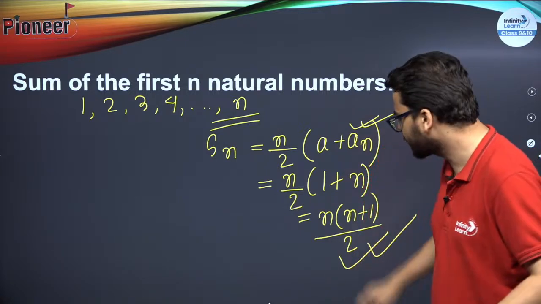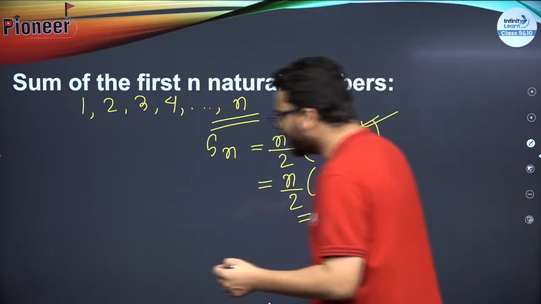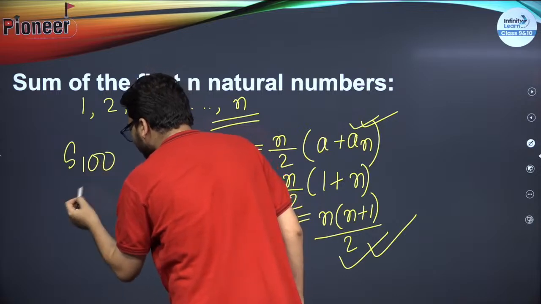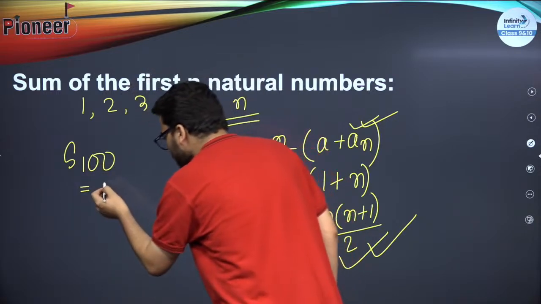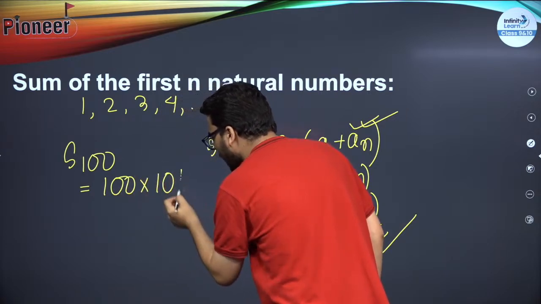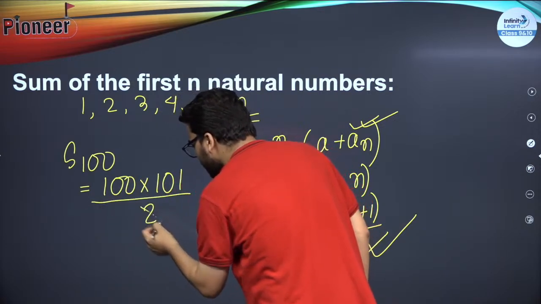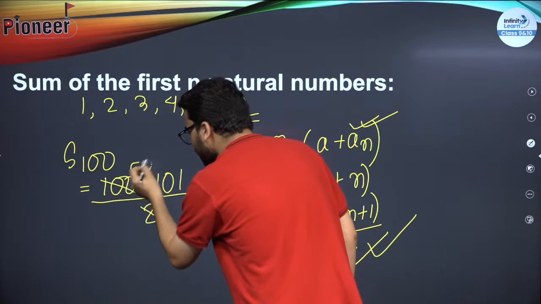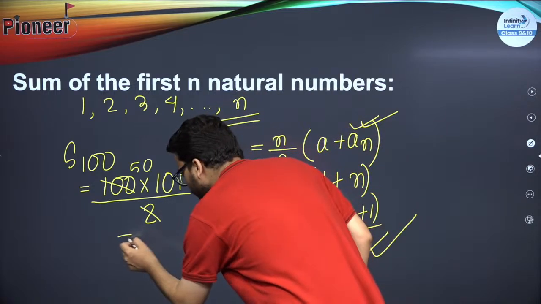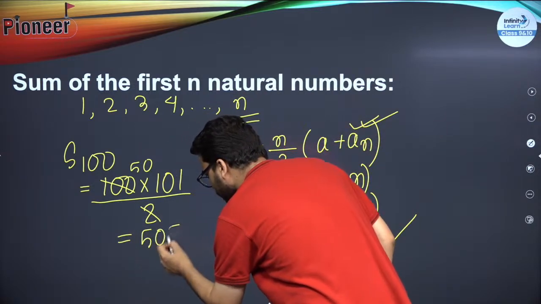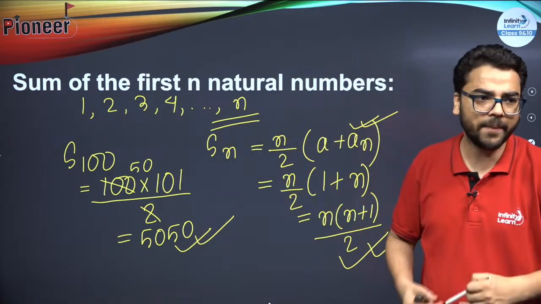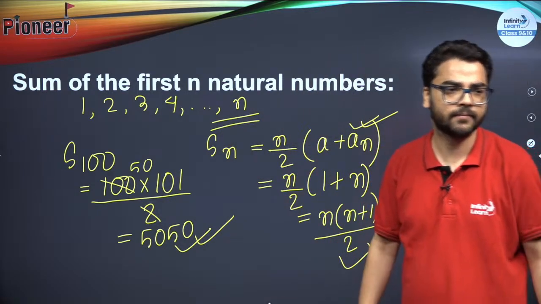So sum of the first n natural numbers is n(n plus 1) by 2. So if somebody asks what is the sum of the first 100 natural numbers, it will be n(n plus 1) by 2. So 100 into 100 plus 1, that is 101, by 2. So this will be the answer. Sum of the first 100 natural numbers, so it is going to be what? 5050. I hope it is clear to every student over here.